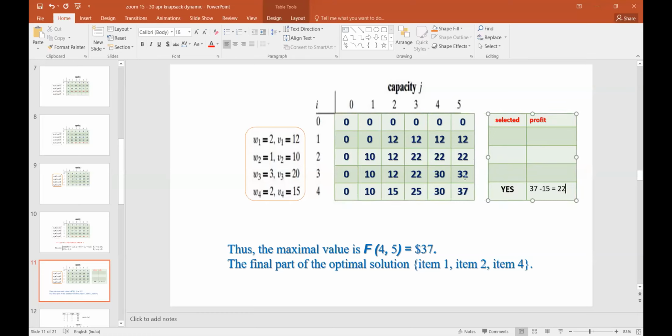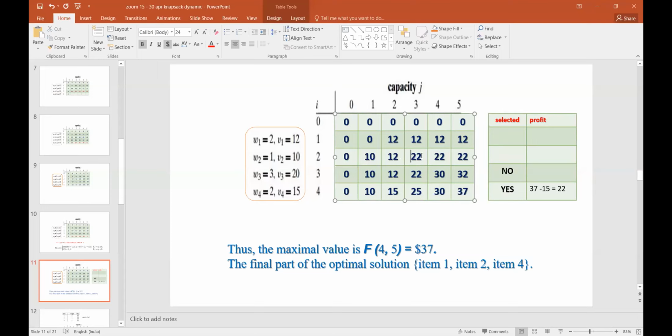So I must check for entry 22 here in the previous row. Whether 22 is there? Yes, it is there. I must check again the previous row. Is 22 there? Yes, it is there. Means this profit 22 is not the result of object 3 because it was present earlier itself. Right? So you must not consider this object 3. Why? Because 22 is here, and in the previous row also 22 exists. So if the same entry is there, don't consider this. So don't consider object 3.